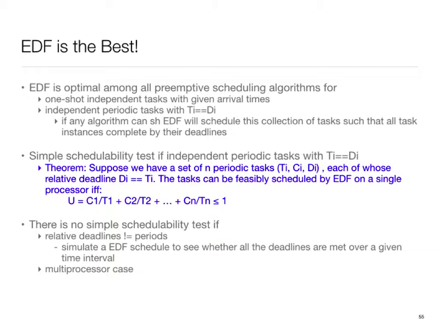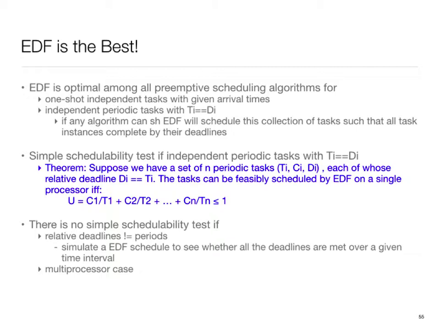It turns out, though, unfortunately, that there is no easy schedulability test if relative deadlines are not equal to periods. So outside this case of Di equal to Ti, you essentially again have to do a kind of simulation of sorts, and also for the multiprocessor case. But in the very commonly encountered case of periodic tasks with deadline equal to period, the thing is simple. Just add up their utilization, and if the utilization is less than or equal to 1, then good to go with EDF.